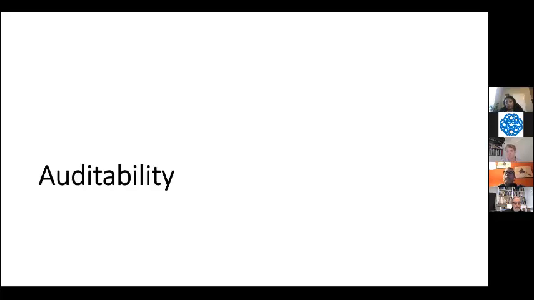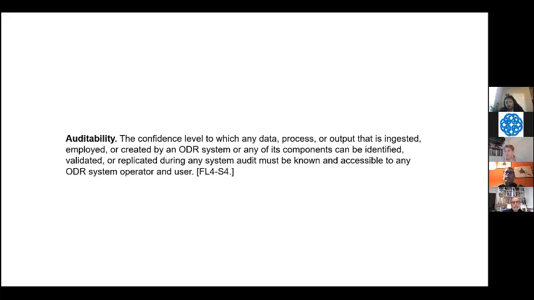The last one being we're talking about auditability. Same issue of the confidence level at which the data processes or outputs that is ingested, employed, or created by an ODR system or any of its components can be identified, validated, or replicated during any system audit must be known and accessible to any ODR system operator or user. Here again, similar to repeatability, we don't know what level of auditability is possible, right? As we're starting to look at DAOs, machine learning and AI, these types of items, can we even audit them?